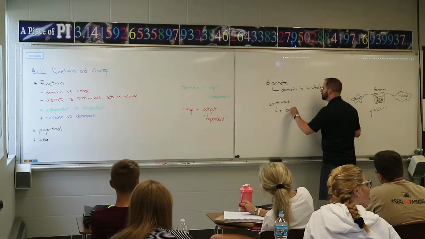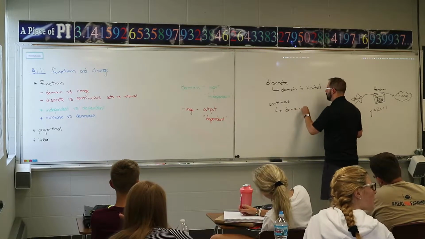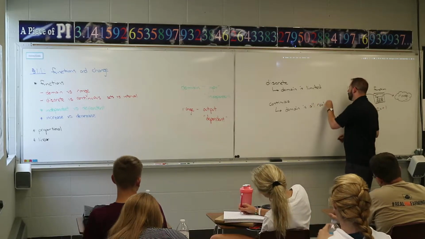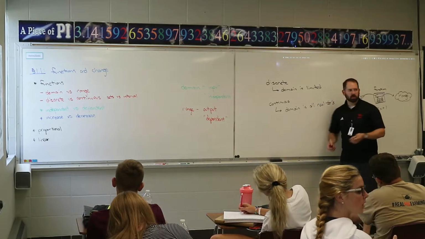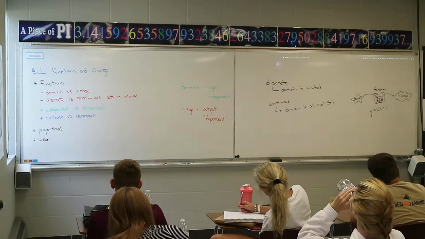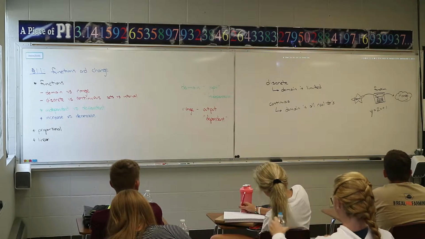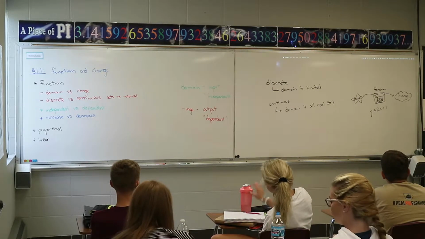All right, but a continuous function would be something where you could use anything for the domain, so it's not limited. So all real numbers work for the domain. Yes, sir. That would be a continuous function. It's flowing. You'll get a sense for whether a graph is continuous versus discrete.